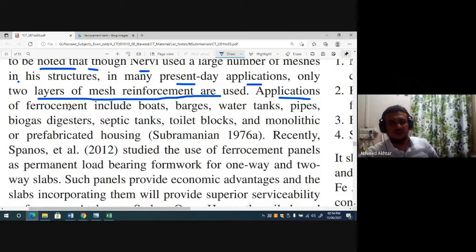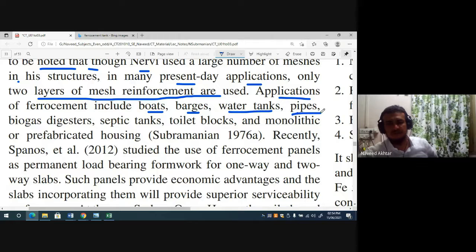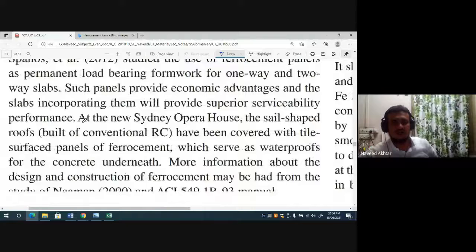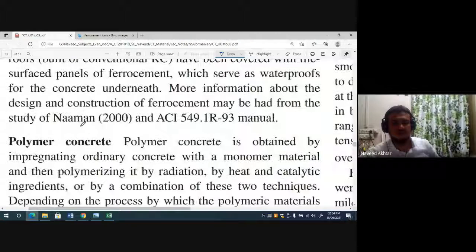Application of ferrocement include boats, barges, वाटर टैंक. वाटर टैंक का पता है मैंने. पाइप्स भी आप देखते हो जो ड्रेनेज पाइप हम लोग यूज़ करते हैं वो भी फेरोसीमेंट से बनता है. बायोगैस डाइजेस्टर, सेप्टिक टैंक हमारे मालेगांव में ज़्यादातर यूज होता है. टॉयलेट ब्लॉक्स है, मोनोलिथिक है, प्री फैब्रिकेटेड हाउसिंग है. ऑल दिस थिंग्स आर नथिंग बट फेरोसीमेंट.